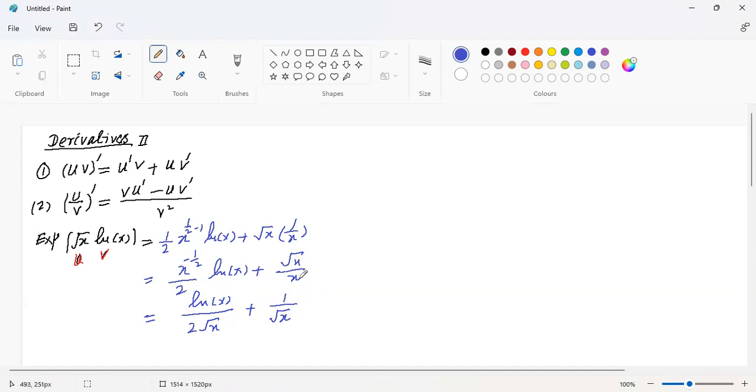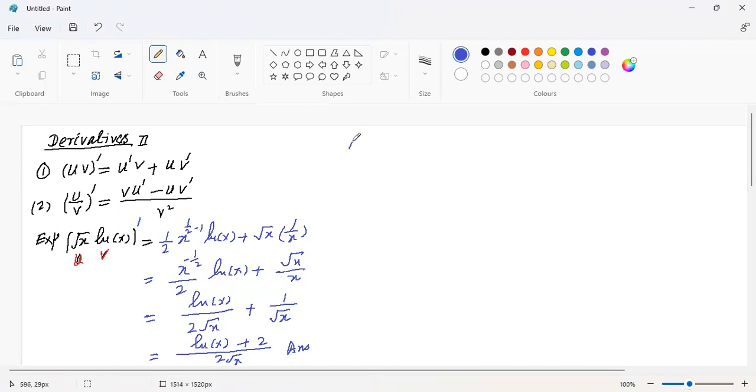You can verify this is equal to this by multiplying and dividing by under root of x. I'm doing it like this because then I can take the LCM easily. Its LCM will be equal to 2 under root of x. And then it will be ln of x, plus 2 will multiply with it. So this is your final answer by using the U into V formula for the derivative of this expression.